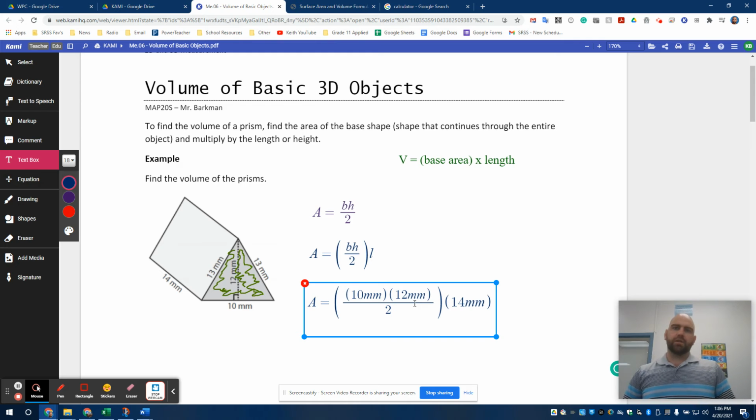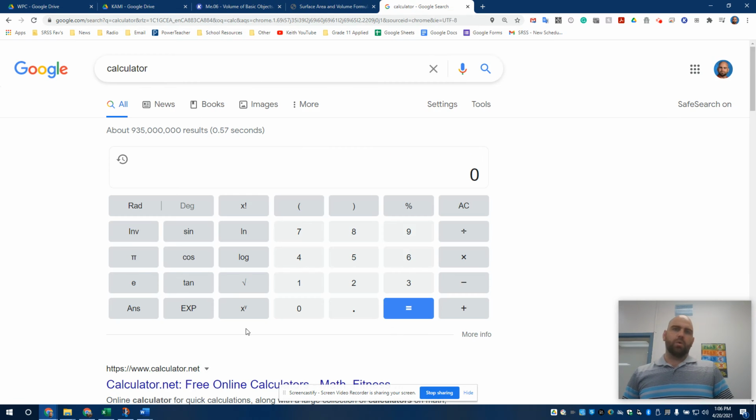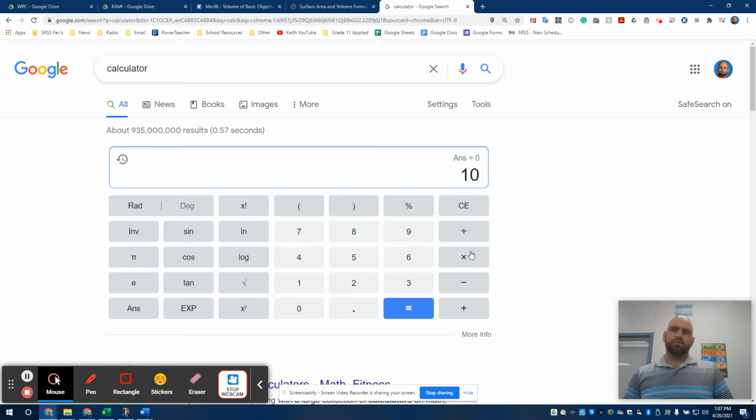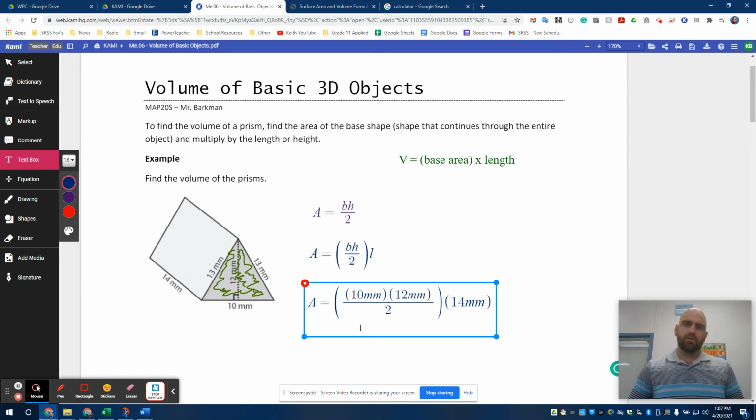So to do that calculation, I'm going to use a calculator here on the computer so you can see how I'm going to do the calculation. We're going to have 10 times 12 divided by 2. And I'm going to hit equals to get what's inside the brackets done. And I'm going to multiply it by the length. And so this is 840.